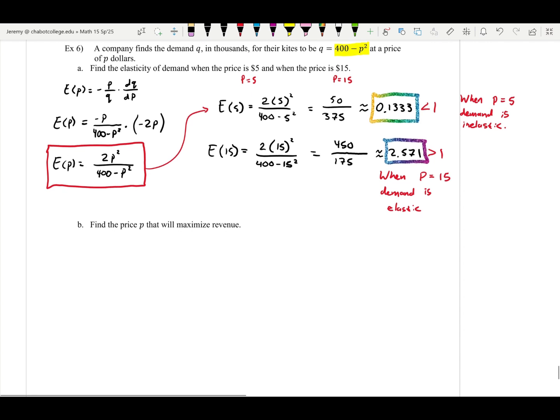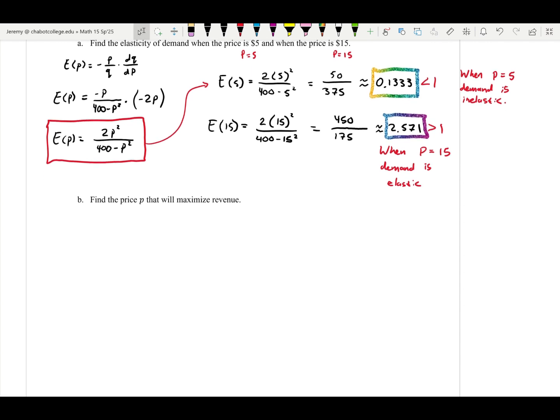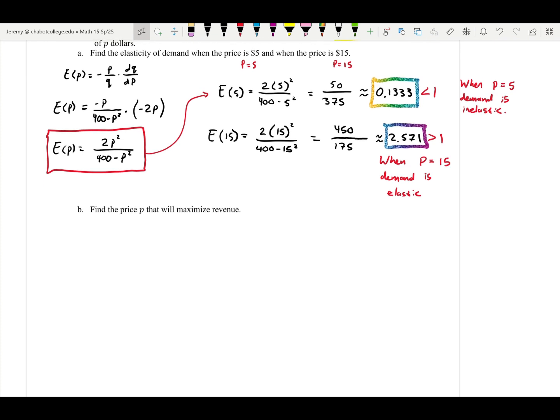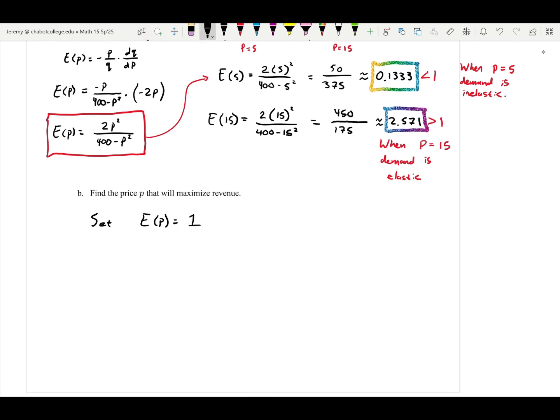Now, for part B, unsurprisingly, we want to find the price P that will maximize revenue. And we can use our elasticity function to do that. We just want this to be equal to 1. So for part B, we simply want to set E of P equal to 1 so that we can achieve unitary elasticity of demand. So I'll plug in my function here. I have 2p squared divided by 400 minus p squared. Set that equal to 1.